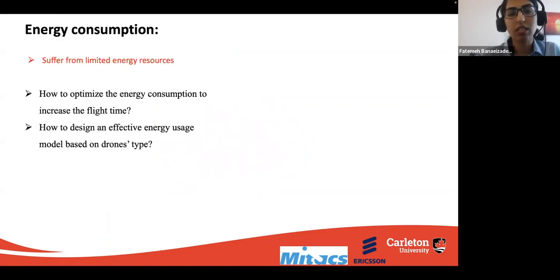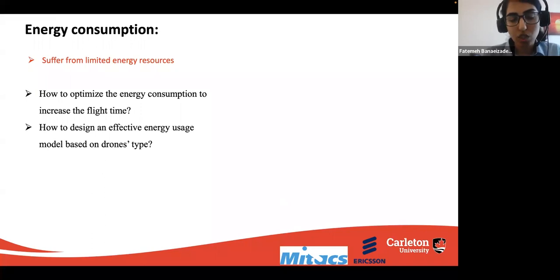The next challenge for UAVs is energy consumption. As we said, we have different types of drones. All of these drones are equipped with a small battery. The battery has limited energy resources. When they start their task, doing their mission and flying from the initial location to the last location, they definitely consume an amount of energy. We have to consider how much energy is used by them, and after doing their task, they should still have enough energy to come back to their main station for recharging.